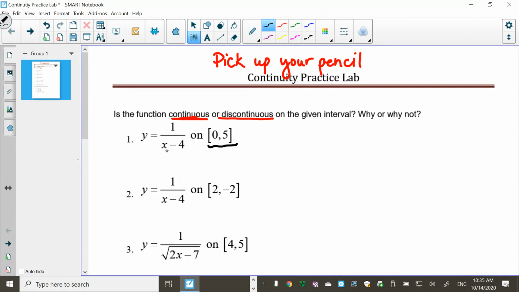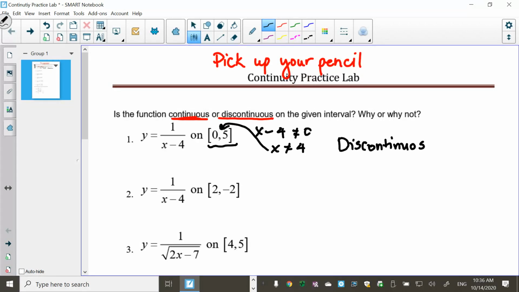So I'm going to look at this. It's a fraction, so I know that x minus 4 cannot equal 0. Add 4 to both sides, x cannot equal 4. That means there is a vertical asymptote at x equals 4. This goes into what we were talking about before with rational functions, because that's what this is. If that is within the interval, I'm going to pick up my pencil and there's a hole in the graph. So I know that this function is discontinuous on that interval.